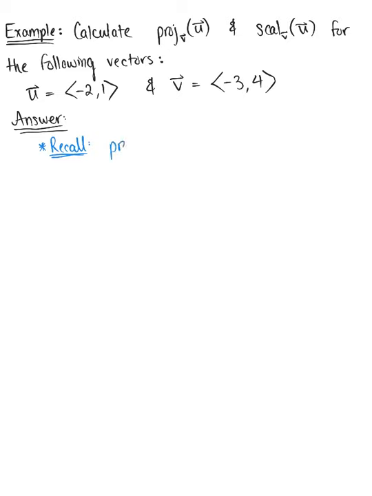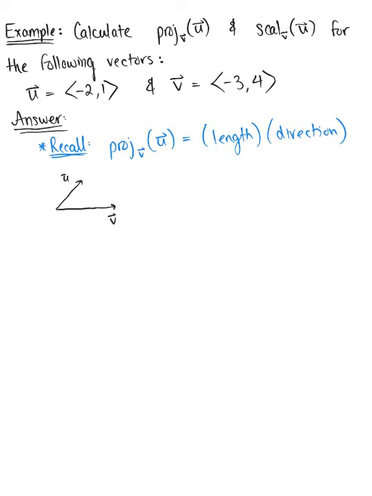And we can calculate our projection of vector u onto vector v by thinking about it as the length multiplied by the direction. If we think about this visually, let's say we have some vector v, and here is our vector u. From the terminal point of vector u, we can drop a straight line down so that it intersects vector v at a right angle.